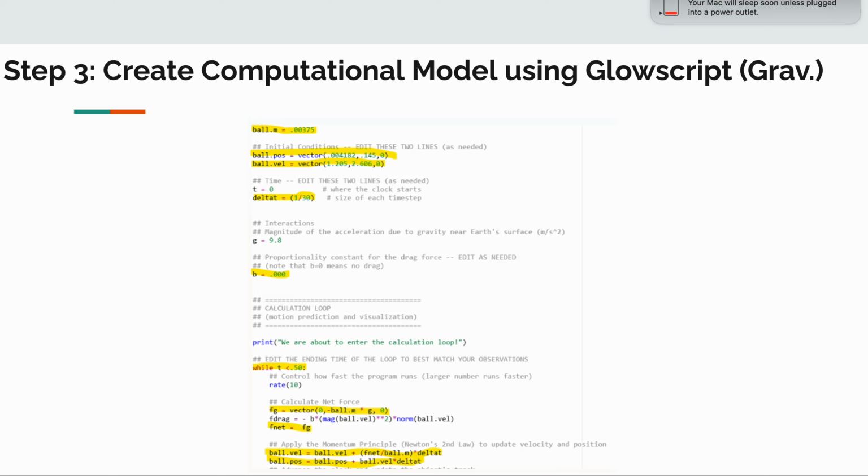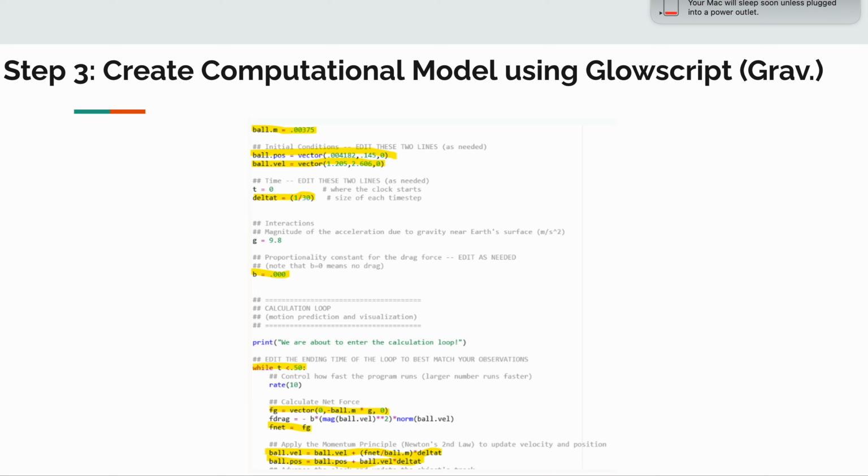Ball mass was measured to be 0.00375 kilograms. The initial position of the ball and the initial velocity of the ball were calculated on the last slide. Delta t is 1/30th because that's the size of each time step, or the time between each frame of the video we took.